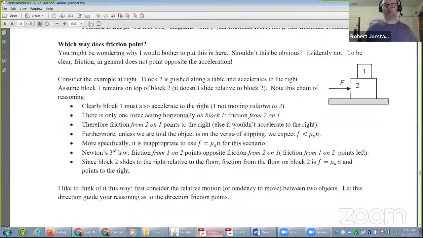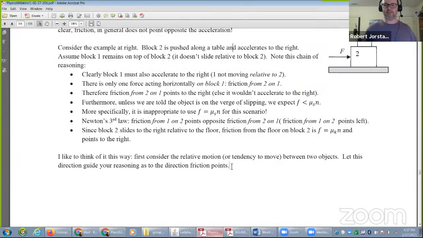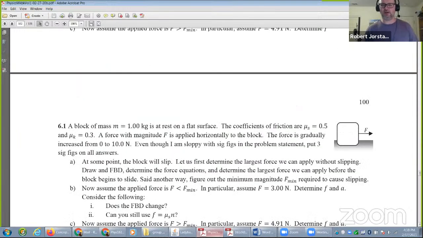Now, friction, which way does it point? Let's go to the summary. Consider the tendency of an object to move, and remember that friction should point opposite that tendency to move. And remember, we're talking about relative motion. So for example, in this one with blocks 1 and 2, there's different friction directions in this problem. We'll get to that one maybe in a little bit. All right. So let's go on.